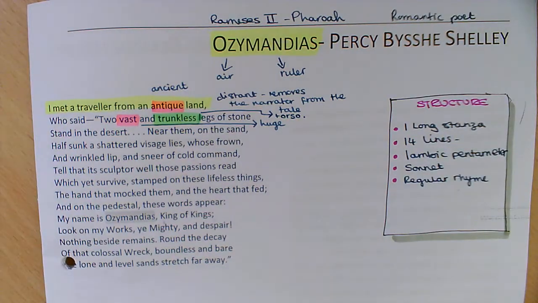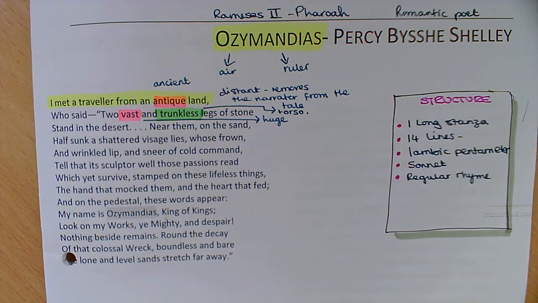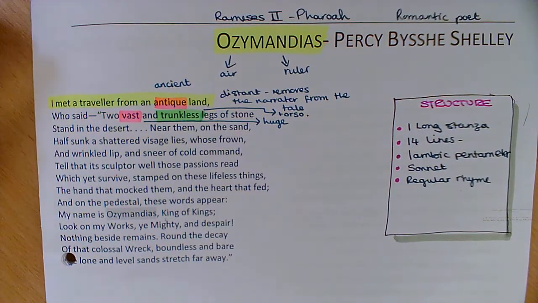So it's missing its torso, okay? So basically the bulk of the statue has disappeared. Legs of stone stand in the desert. Near them on the sand, half sunk, a shattered visage lies.